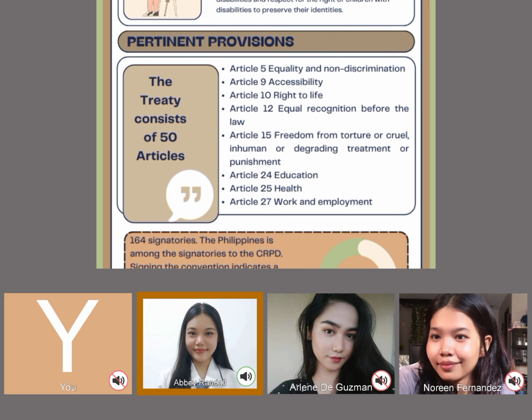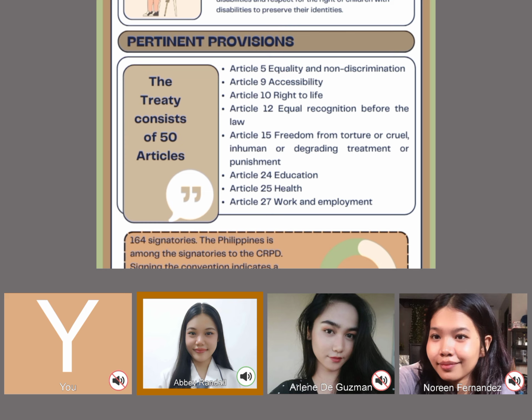In order to promote equality and eliminate discrimination, state parties shall take all appropriate steps to ensure that reasonable accommodation is provided. Specific measures which are necessary to accelerate or achieve de facto equality of persons with disabilities shall not be considered discrimination under the terms of the present convention.